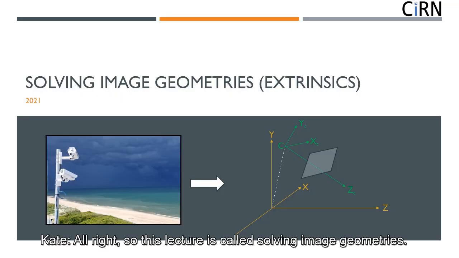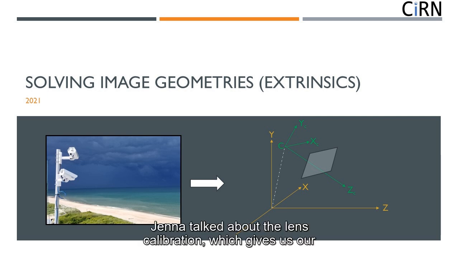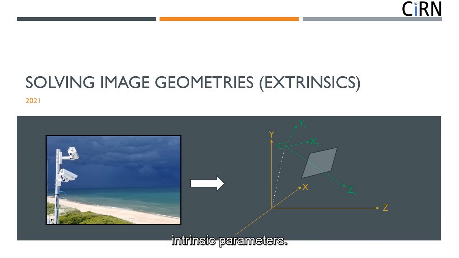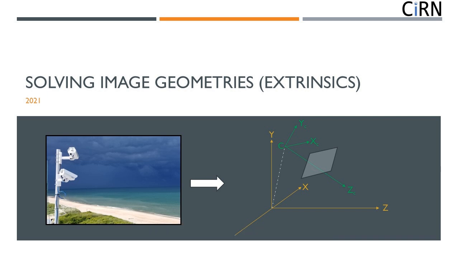All right, so this lecture is called Solving Image Geometries, or how do we find our extrinsics? We went through, just before lunch, Jenna talked about the lens calibration, which gives us our intrinsic parameters. And so now we're going to talk about solving for our extrinsics, which is the camera's position and orientation. And that's how we relate the camera coordinate system to the world that we all live in.